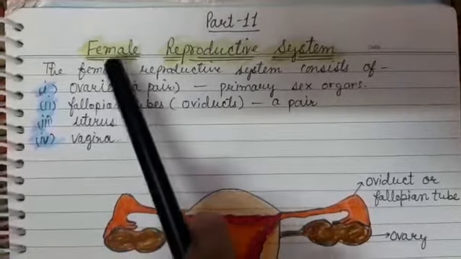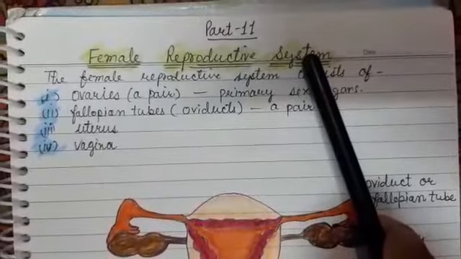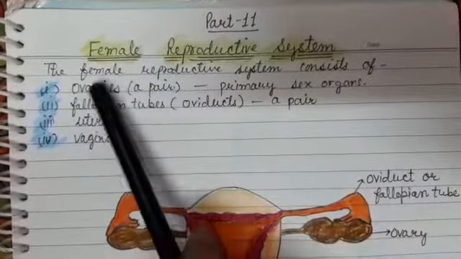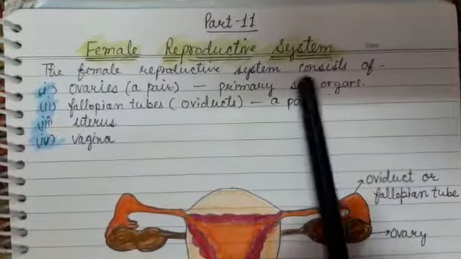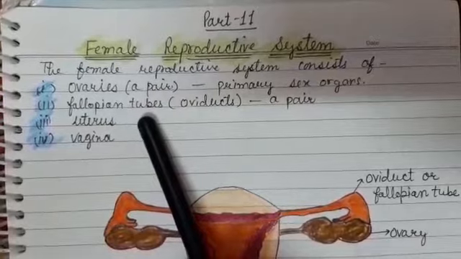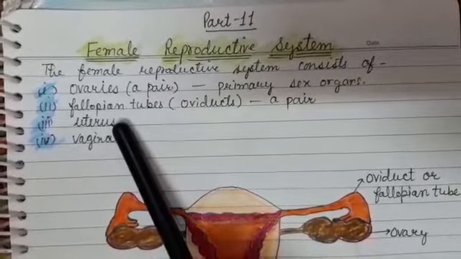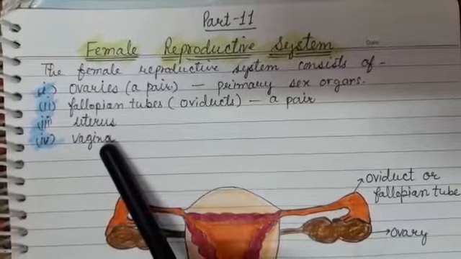Hello students, now our topic is female reproductive system. The female reproductive system consists of a pair of ovaries, a pair of oviduct or fallopian tubes, uterus and vagina.